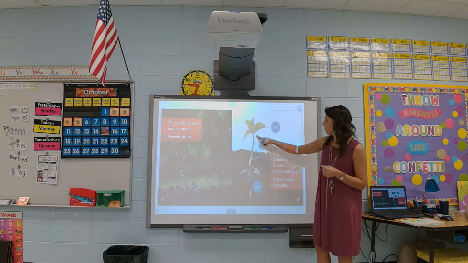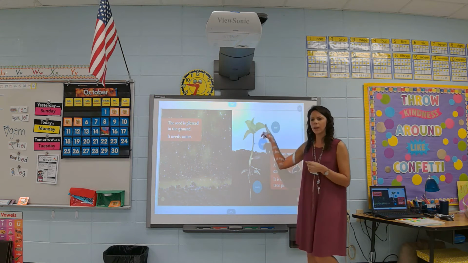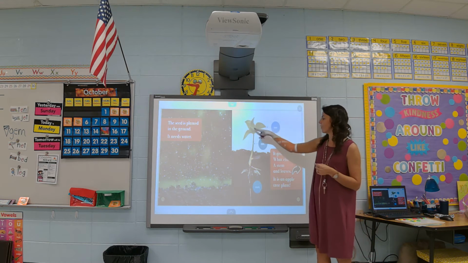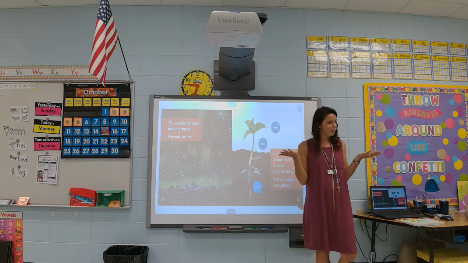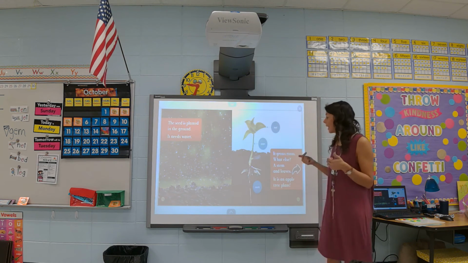It grows above the dirt, and then it starts sprouting something. What is it sprouting? Leaf. A leaf. Do you see an apple yet? No, because what needs to grow first? A tree. Great job.